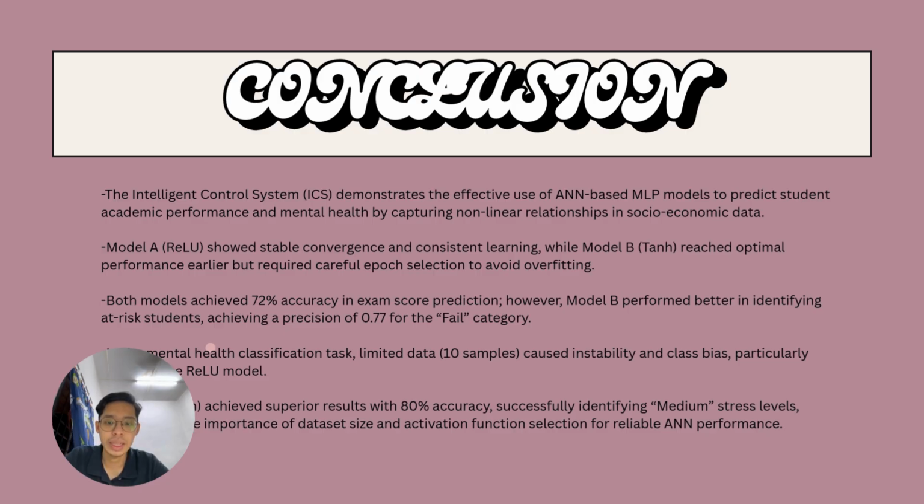However, Model B performed better in identifying students at risk of failing, achieving a precision of 0.77 for the fail category. When applied to the student mental health classification task, the limitation of small datasets becomes evident, with only 10 samples. The ReLU model showed irregular accuracy patterns and strong bias toward the majority class. In contrast, the Tanh-based Model B produced more balanced results, achieving 80% accuracy and successfully identifying the medium stress level, which the ReLU model failed to classify correctly.